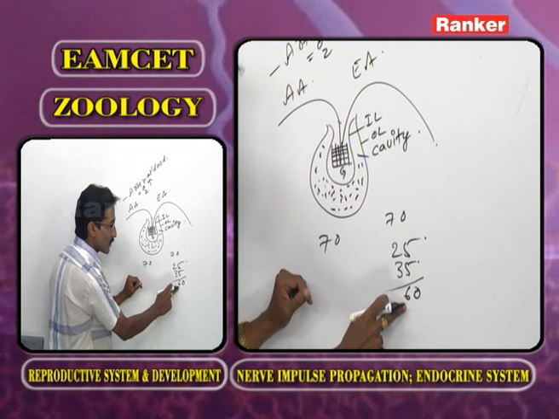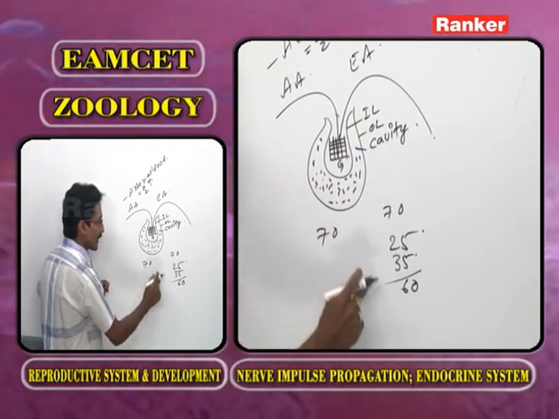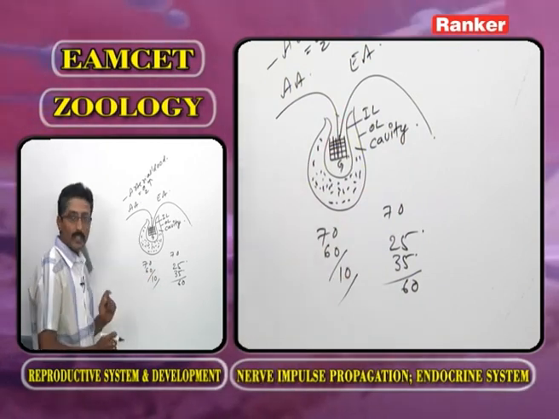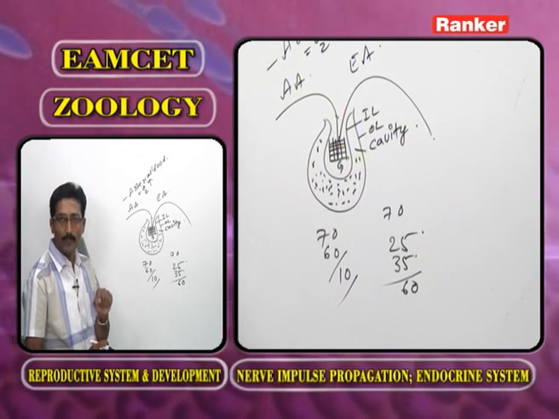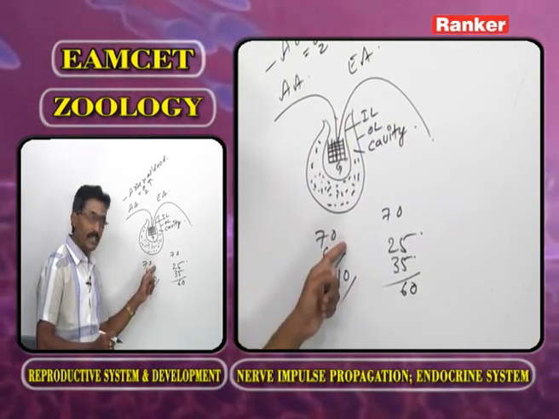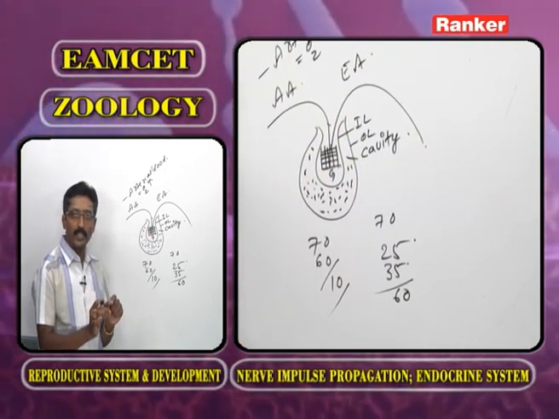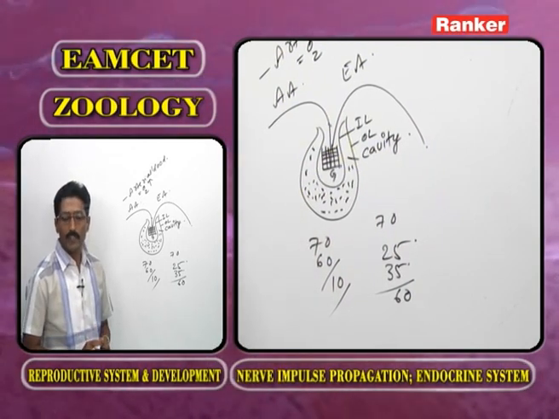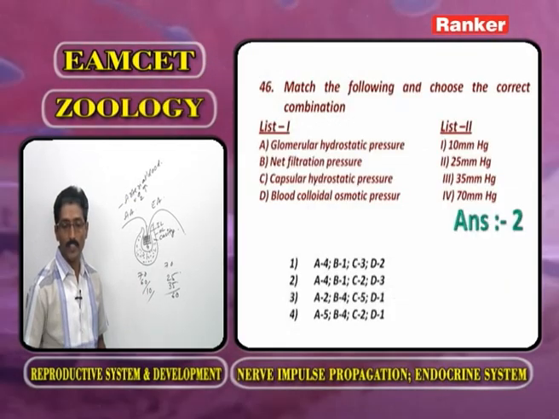25 plus 35, we are getting 60. Now what is the hydrostatic pressure? 70. 70 minus 60, we are getting 10. That we call the net filtration pressure. Because of this, in the glomerulus, the blood is subjected to filtration. Now based on this information, the answer is the second one. Now we go for the next question.